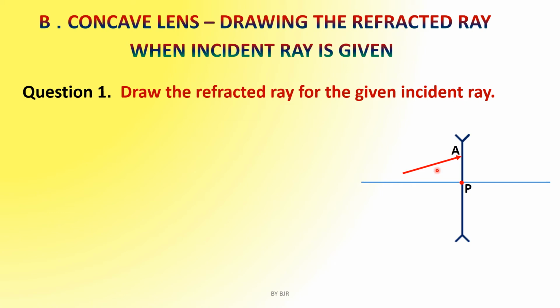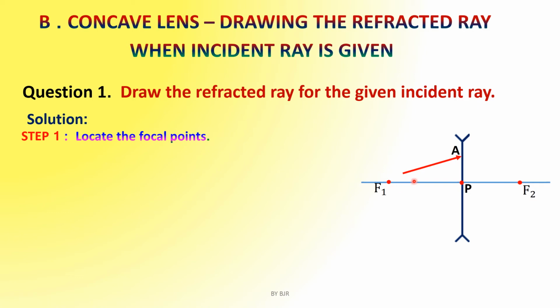We have to follow the same procedure as we follow in case of convex lens, except we have to draw the focal plane on the same side of the incident ray. Let us follow the steps. Step 1. Locate the focal points. This is F1 and here is F2. Here F1 and F2 are the focal points.